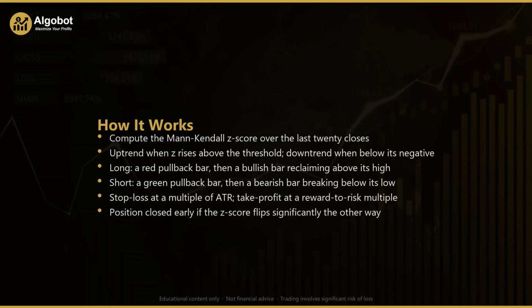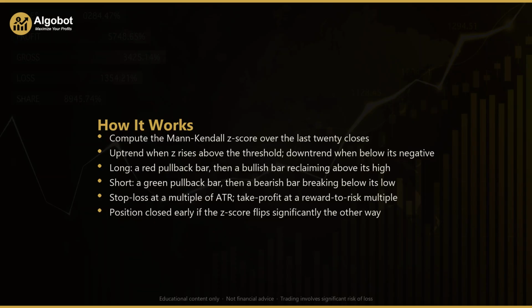Let's walk through the mechanics step by step, exactly as the code lays them out. On every new completed bar, the strategy gathers the last 20 closing prices. That count is the MkPeriod parameter, and it runs the Mann-Kendall calculation. For every pair of closes in that window, it compares the later price to the earlier one. Each time the later close is higher, it adds 1. Each time it's lower, it subtracts 1. Summing all of those comparisons gives a figure the statisticians call S.